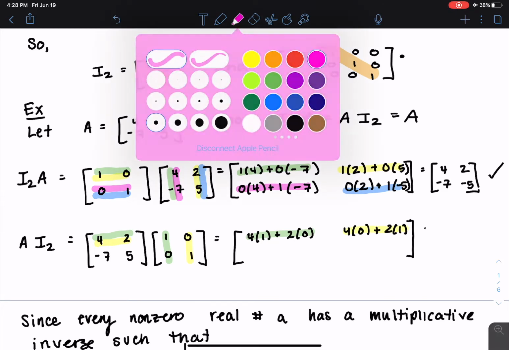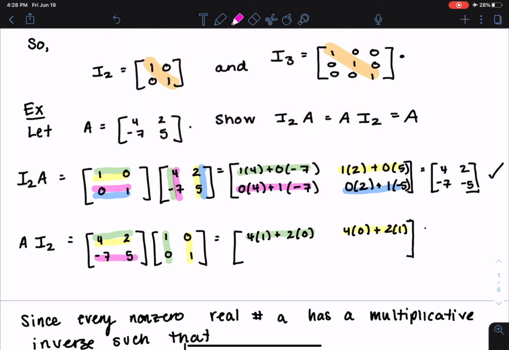Then if we move on to the second row, first column, I'm going to get the piece here. So we get negative 7 times 1, 5 times 0. And then finally, second row, second column gives us the element in the second row, second column. So that'll be negative 7 times 0, 5 times 1.